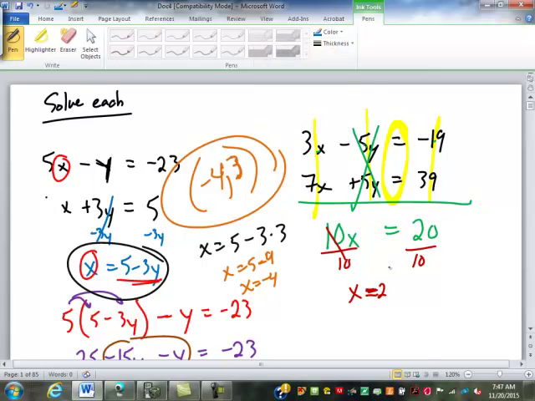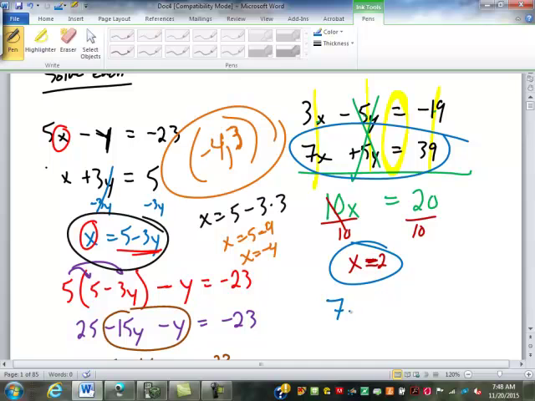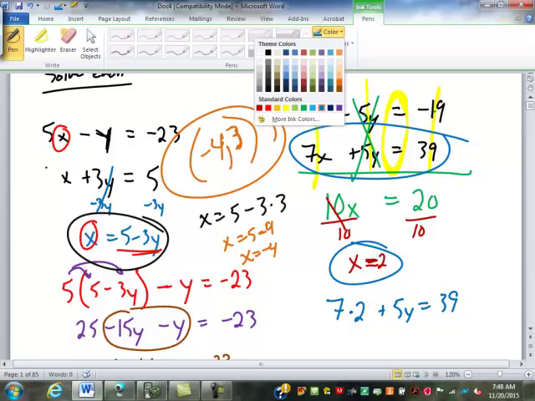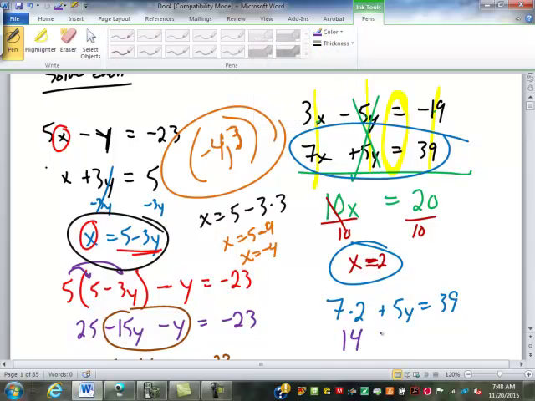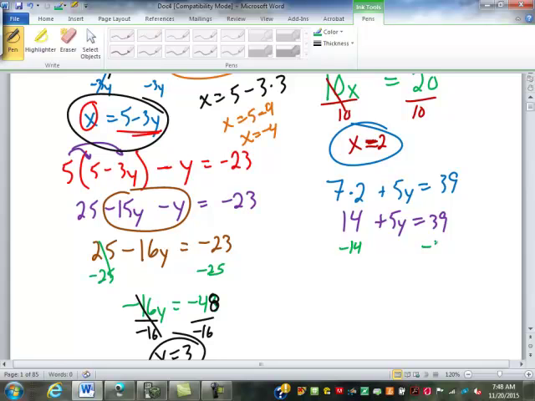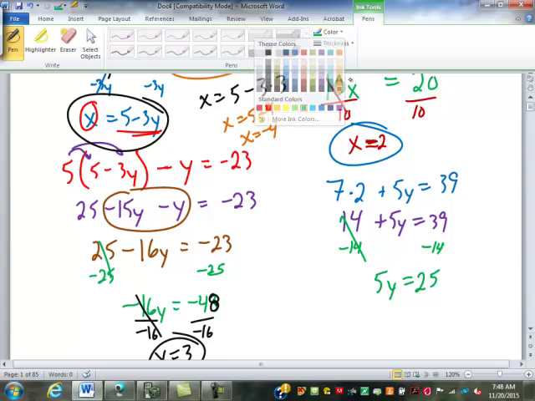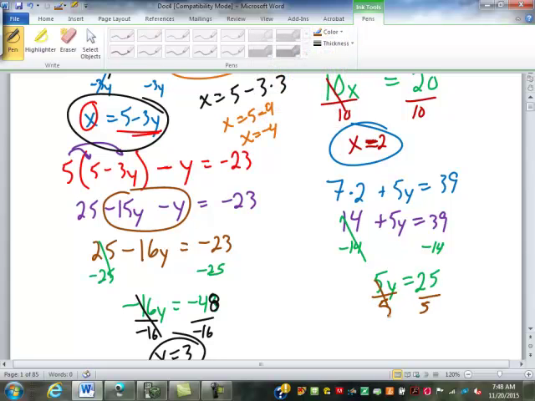Then what? Put the 2 back into either equation. I'm going to take the bottom one because it's all positives. So instead of 7 times x, it's 7 times 2 plus 5y equals 39. 7 times 2 is 14 plus 5y equals 39. We will subtract 14. 5y equals 25, and then divide by 5. y equals 5. So we've got 2, 5.